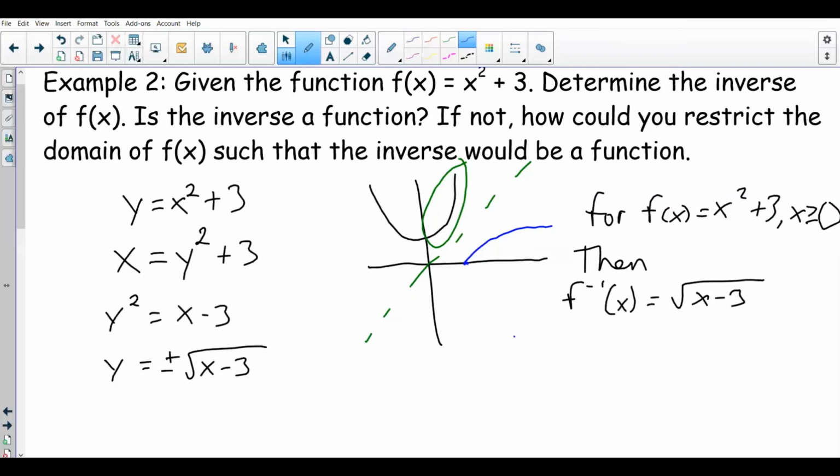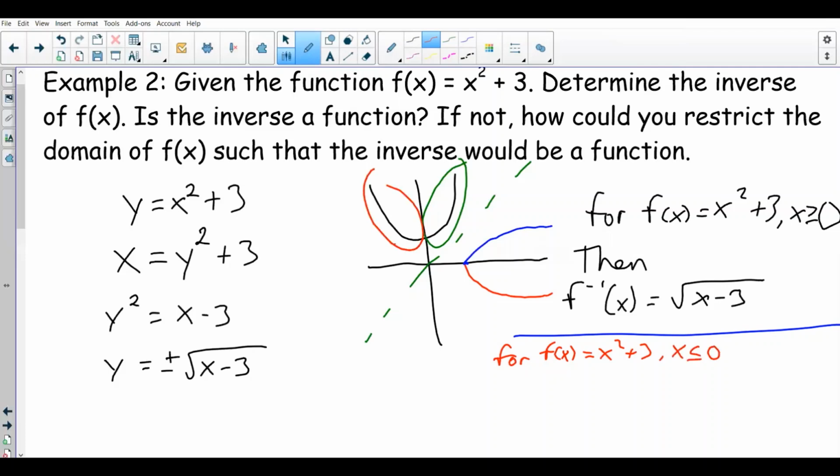My other option, if I wanted to get that bottom part of the function, I could say f of x equals x squared plus 3 when x is less than or equal to 0. So I can see how this part is mapping down onto that red function. Then the inverse function is going to be negative the square root of x minus 3.